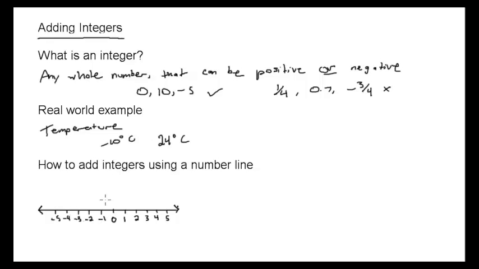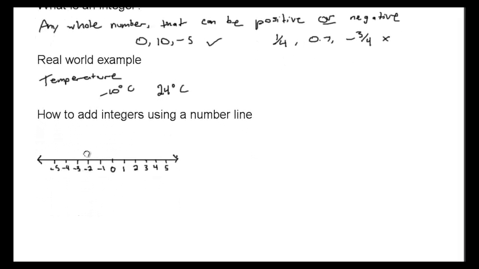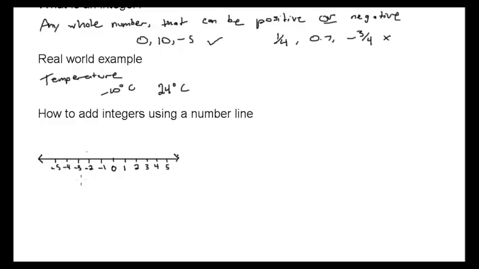So now how do we actually add integers using a number line? Now that we know what an integer is, how do we add them? Let's say, for example, we'll use an easy one first, 2 plus 2. Those are two integers. Everyone knows that equals 4. But let's use a number line to do that. We always start at 0. This is always our starting point, this 0 point here.